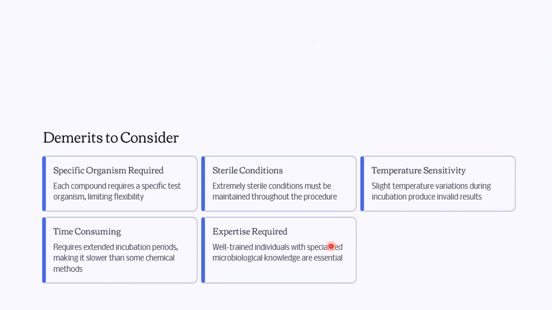So, the demerits of microbiological assay include: it requires a specific organism, it requires sterile conditions, it is temperature sensitive, it is more time consuming than some other chemical methods, and it needs expert or trained individuals for doing microbiological assays.